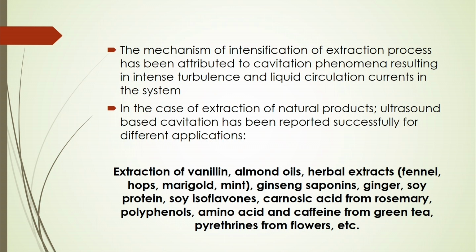You can even show ginseng saponins, ginger, soya protein, soy isoflavones, and also carnosic acid from rosemary, polyphenols, amino acid, and caffeine from green tea. Even pyrethrins from flowers. So, these are some examples of extraction of these compounds from natural sources based on ultrasound-based extraction.